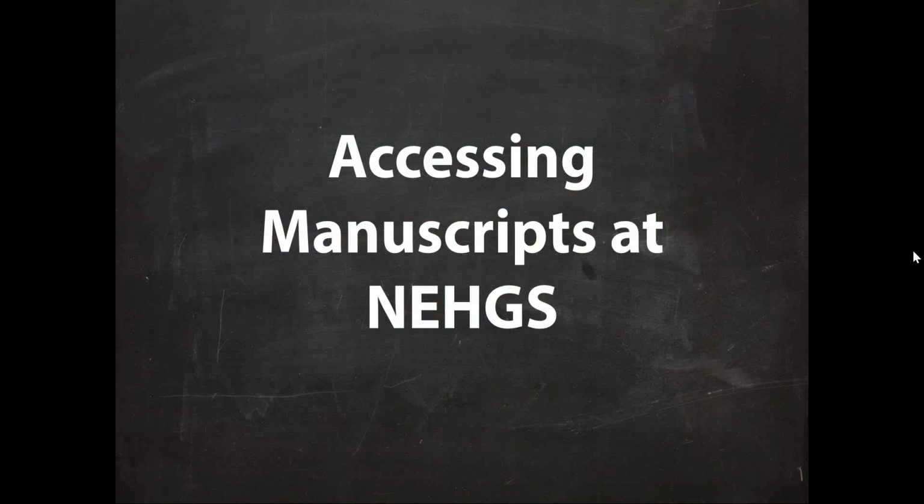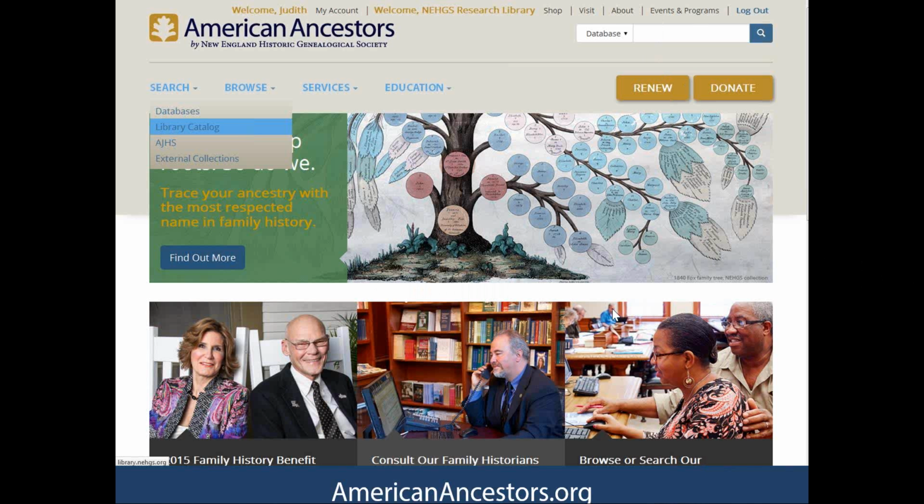Now that I've shown you a brief overview of the kinds of manuscripts held by NEHGS, I will review how you search our holdings to locate manuscript resources that will assist your research. This is an image of the Society's homepage. The library catalog that describes the resources in the Society's library manuscript collection is available under Search.